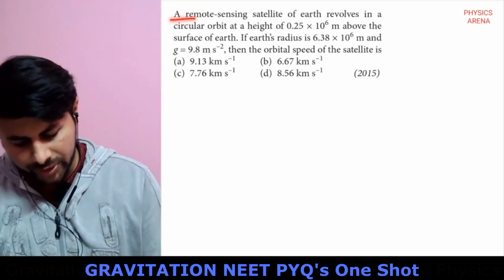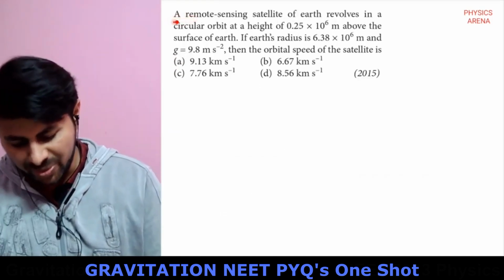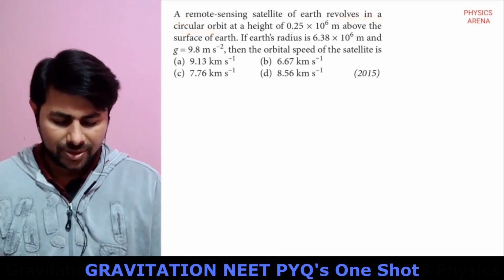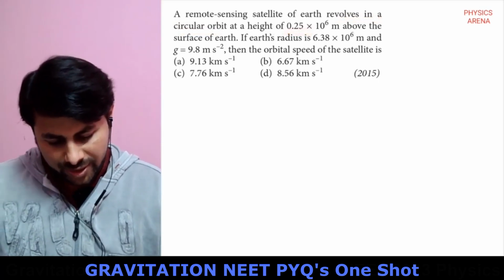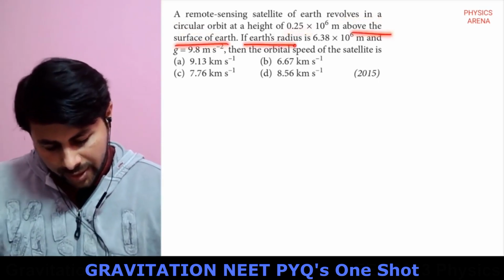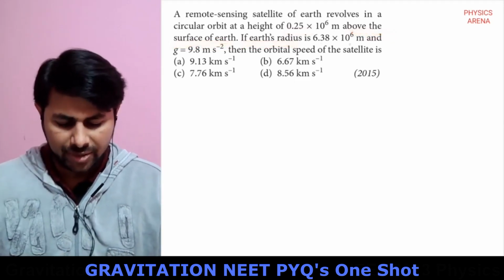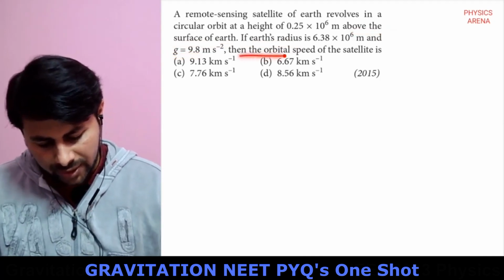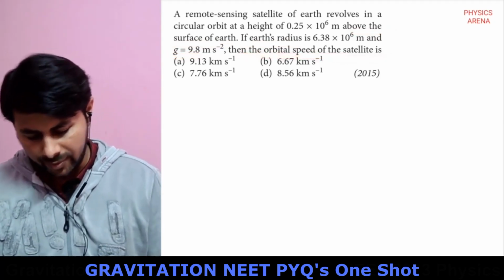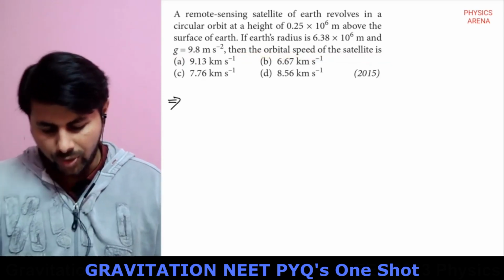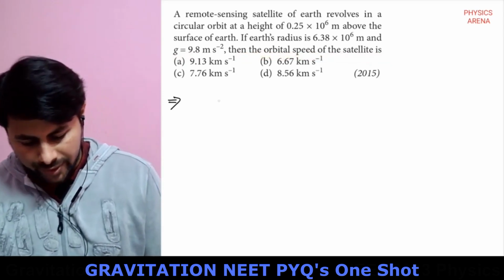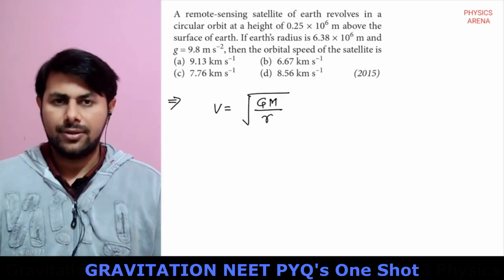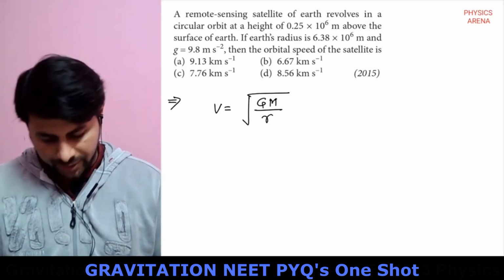A remote sensing satellite of Earth revolves in a circular orbit at a height of 0.25 multiplied by 10 raised to 6 meters above the surface of Earth. If Earth's radius is 6.38 multiplied by 10 raised to 6 meters and g equals 9.8 meters per second square, then the orbital speed of the satellite is? So we know the formula for the orbital speed of a satellite. Okay, so v equals square root of GM upon r, that is, square root of GM upon r plus h.